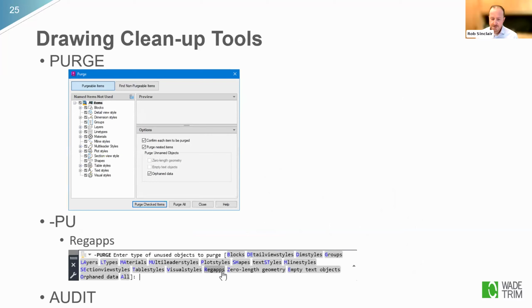Drawing cleanup tools. I know Tony mentioned this, but I can't express this enough. Run this often on your drawings: purge, dash purge, and audit. When you do dash purge, use the red japs. Also in the purge dialog box, make sure you have this orphan data checkbox on. That will purge orphan data from things like MicroStation, DGN line styles and things like that, which could really cause havoc on your drawings.